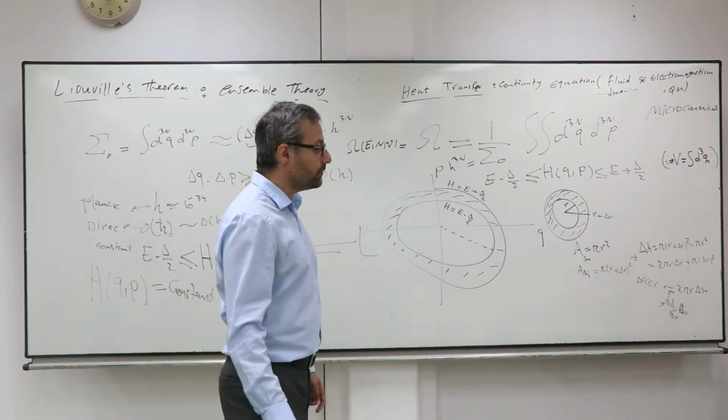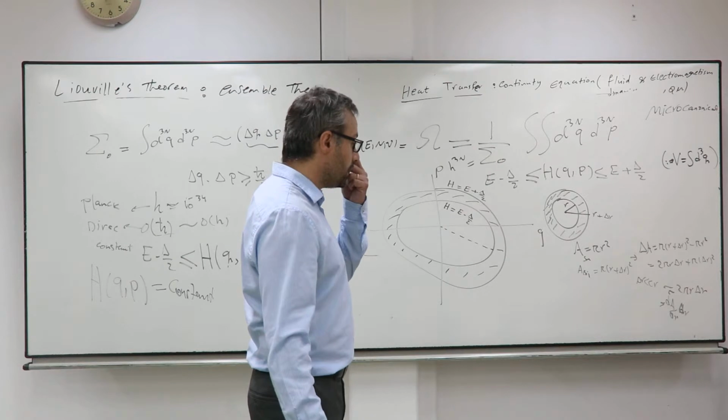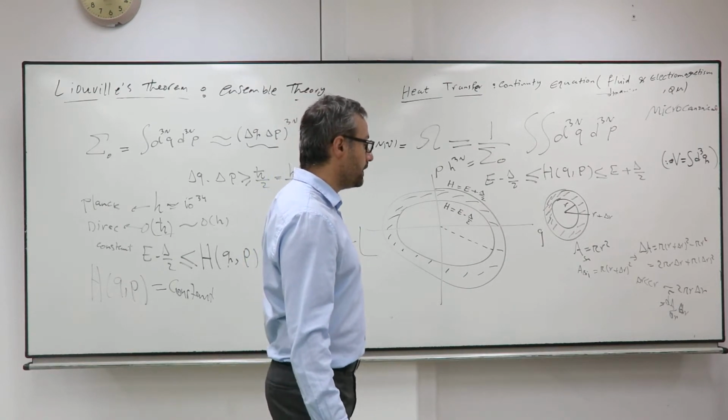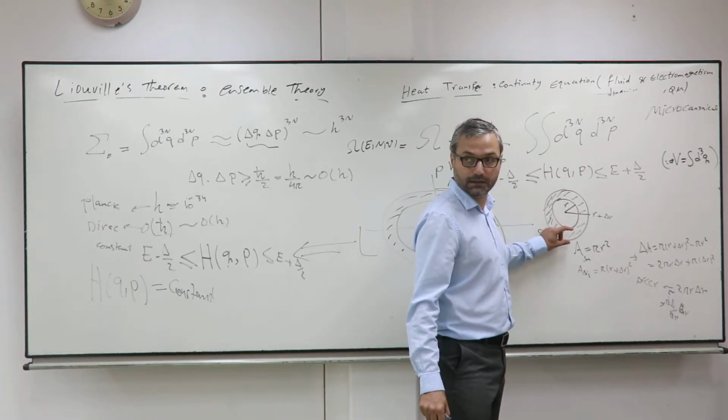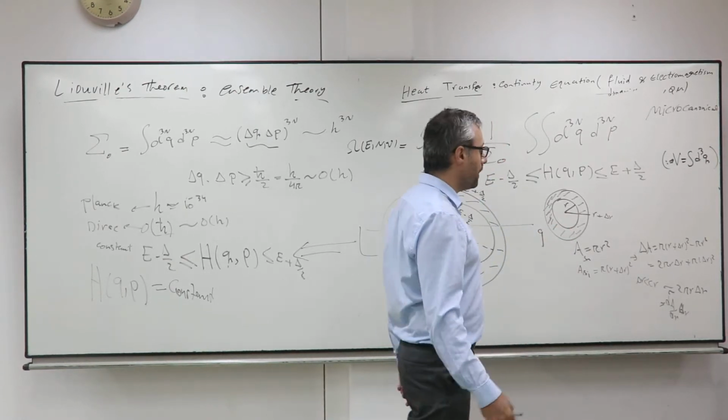The area between two infinitesimal surfaces can be obtained by taking the derivative of the area of one of them and multiplying it by the thickness. This is the thickness. I want to do the same.